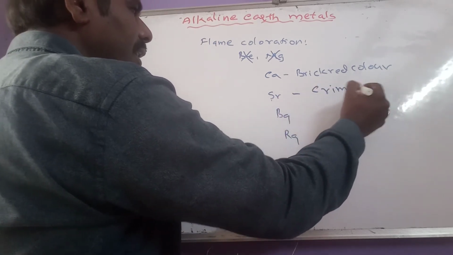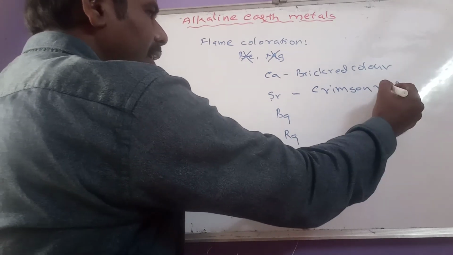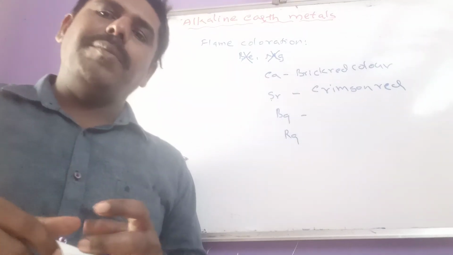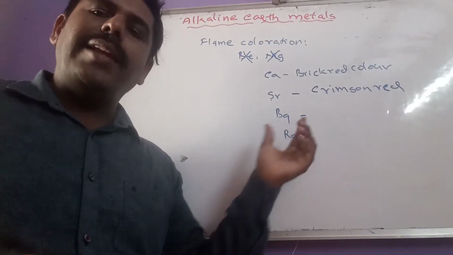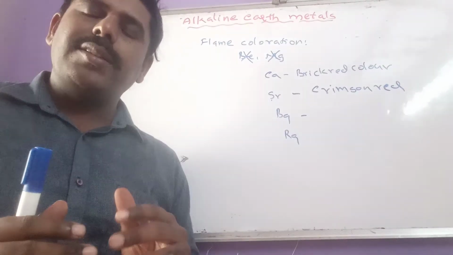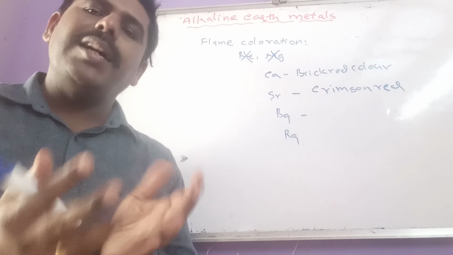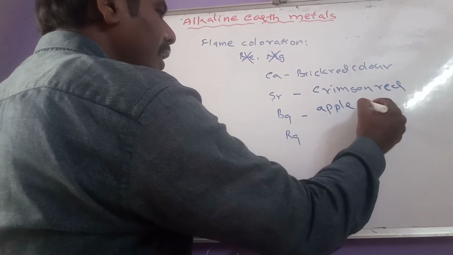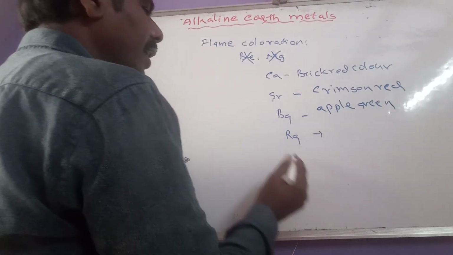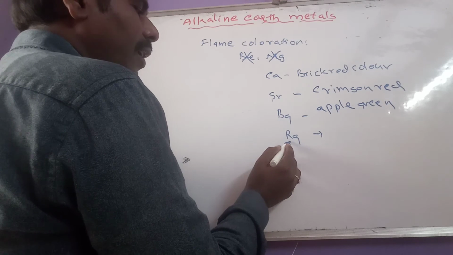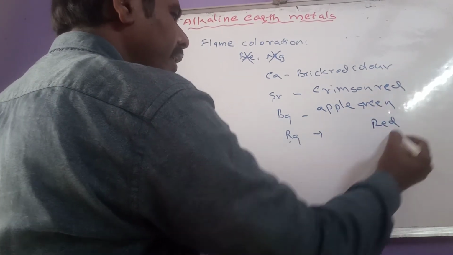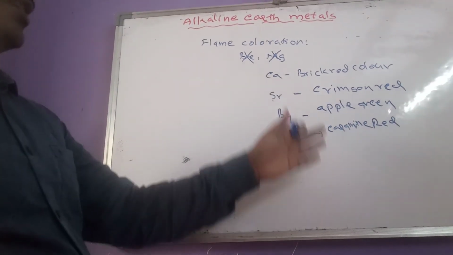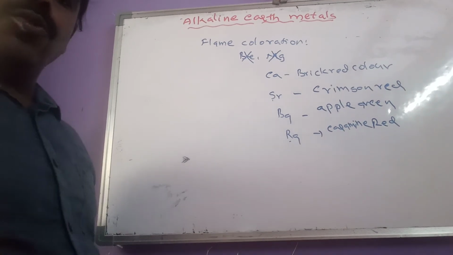Cr means crimson red color. And Ba, how to remember that? Of course, barium. Like a ball, in our fruits which is in the shape of a ball, means apple. So remember this color as apple green color. And Ra, radium, in that R is there, so write red, but not normal red, carmine red color. So these are the colors of the second A group elements.